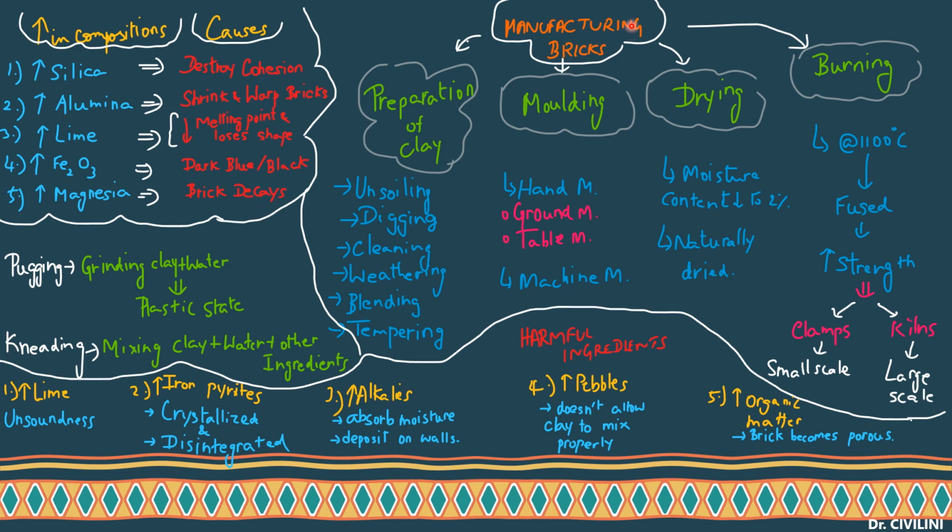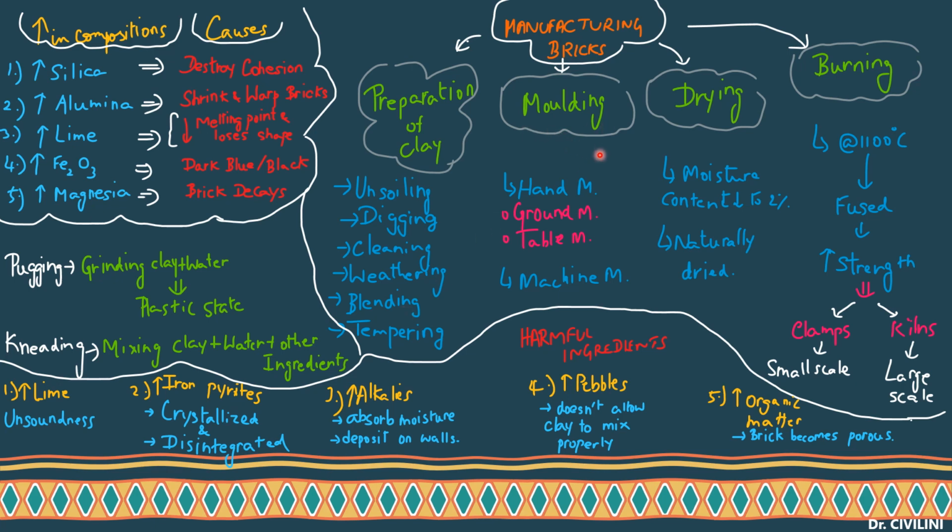So the next topic is manufacturing of bricks. For the manufacturing of bricks, we have 4 different processes. The first process is preparation of the clay, next is molding, next is drying the brick, and then you finally burn it to get the final version of the brick. For the preparation of the clay, first is unsoiling. Unsoiling is nothing but you cut the top 20 centimeter of your earth surface and then you dig the soil. You collect the soil, you then clean it, weather it and blend it. Finally you temper it in order to obtain the clay which is required for brick manufacturing.